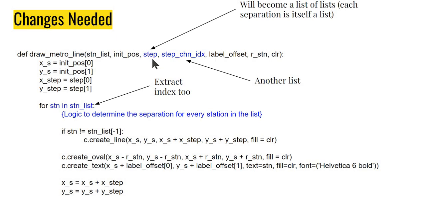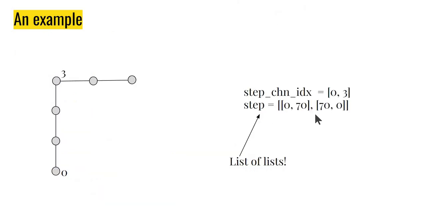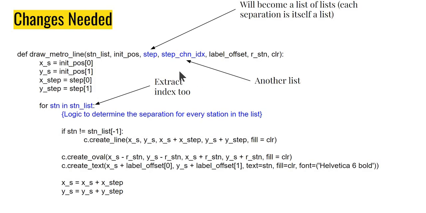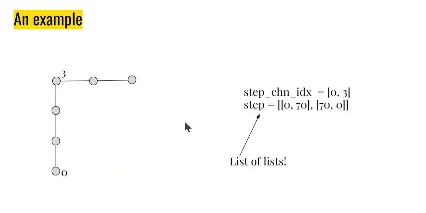Number one, the step itself will become a list of lists, like we just saw here. It contains all the different, let's say, distinct, separation values possible. I will introduce one more list called step change index, and this is basically another list which contains the indices of those stations where the new step comes in. And finally, I need to have some kind of logic to determine, well, at this station, what is the separation? Notice this information is there, but it has to be processed.